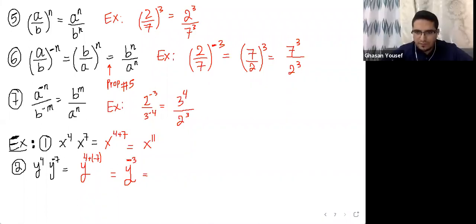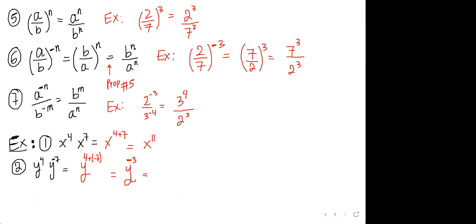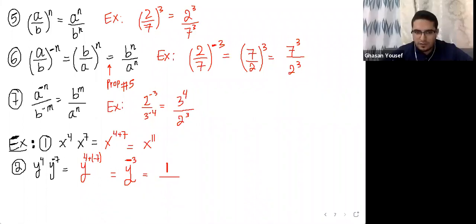Negative power. What is that equal? If you go back to the example, when it's a negative exponent, we always do a fraction, so 1 over y to the third power. Exactly. So this is 1 over y to the third power. Again, when you see a negative power, we have to flip. It will be a fraction.